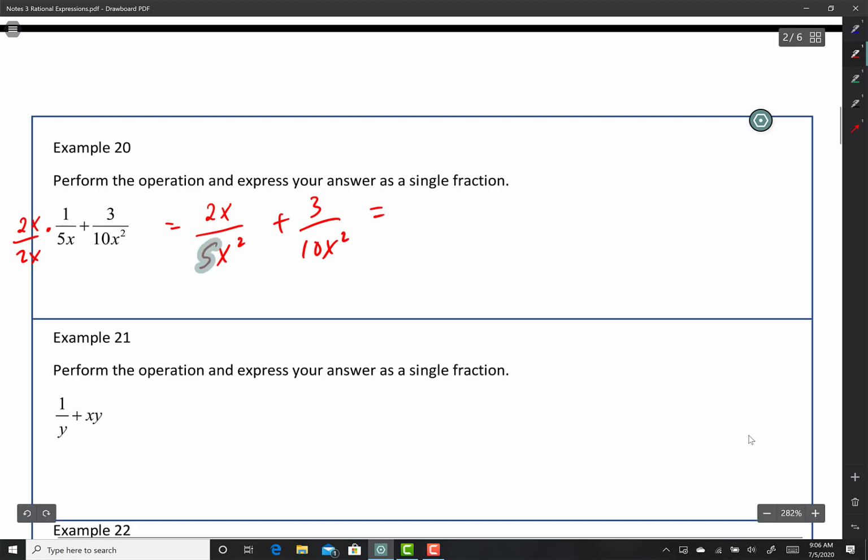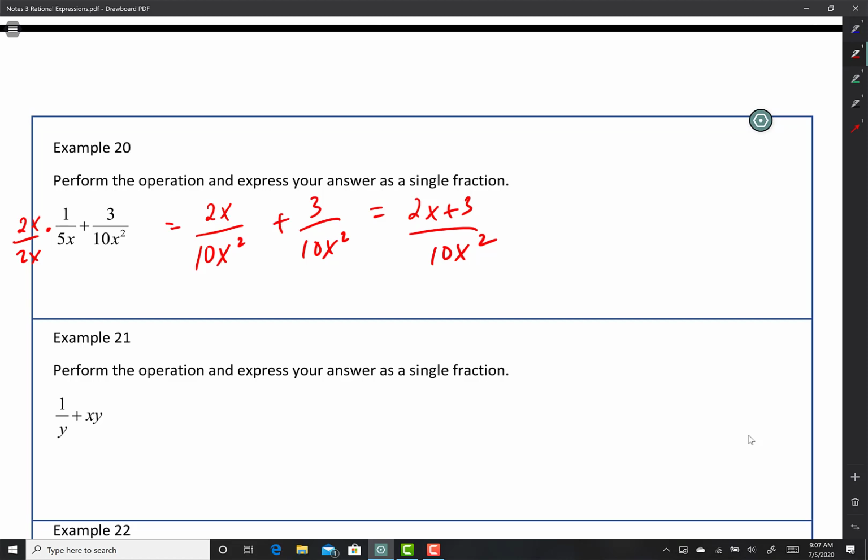I messed up there. That 5x should be a 10. 5 times 2 is 10. And then from there, you're just going to add them up. 2x plus 3 over 10x squared. I don't see any issues. We fix the 10x squared in the denominator there for the first term.